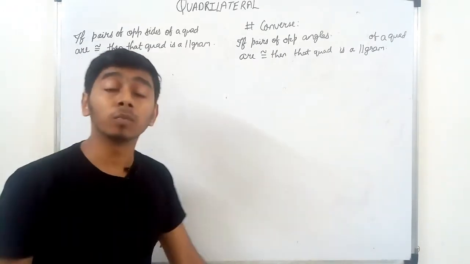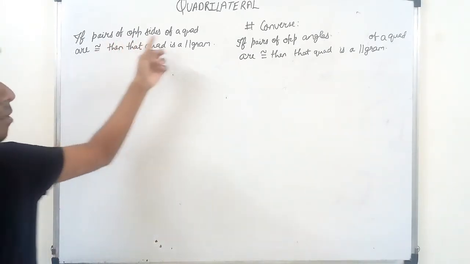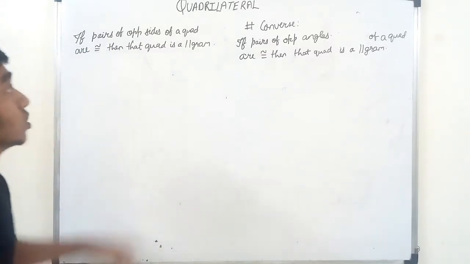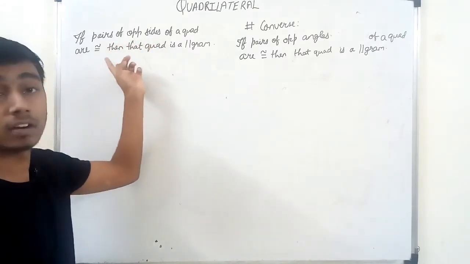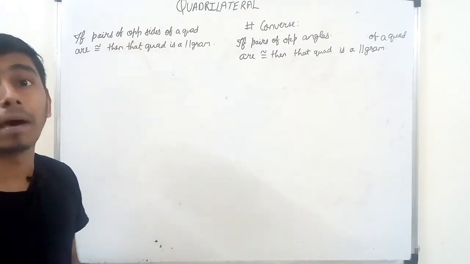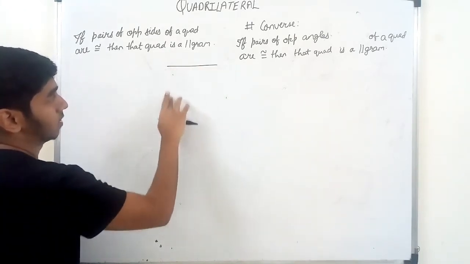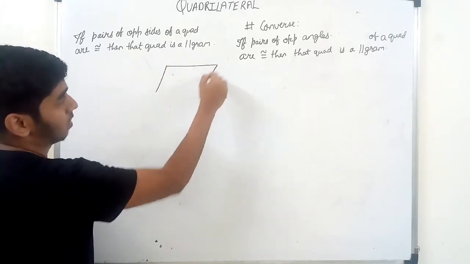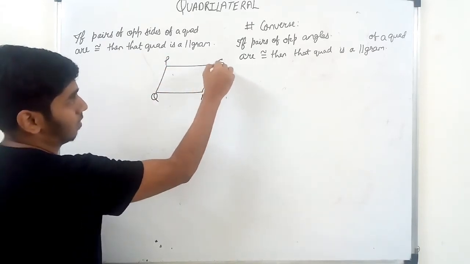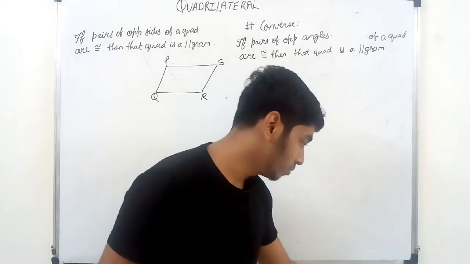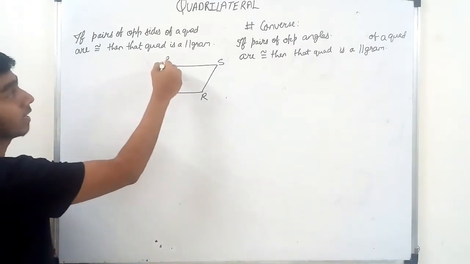So we are looking at the converse of the previous theorem. There are two converses: one about sides and one about angles. First we'll discuss sides. It says that if pairs of opposite sides of a quadrilateral are congruent, then that quadrilateral is a parallelogram. So there is a quadrilateral given to you, PQRS.